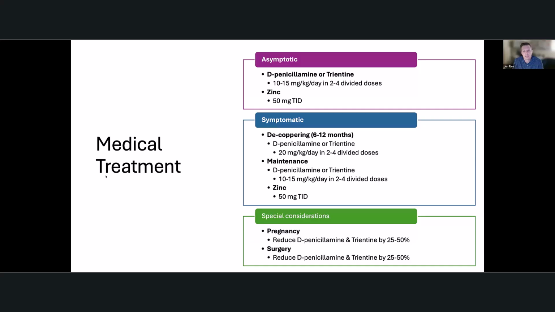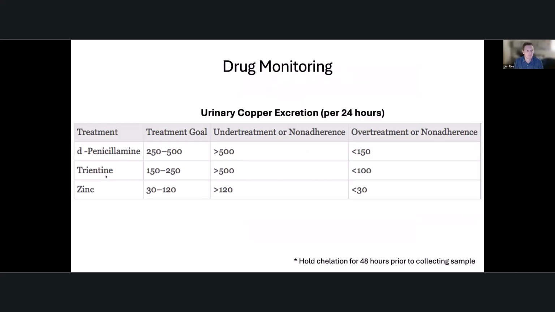And as I said, trientine tetrahydrochloride is a good option for patients who are decoppered and want an easier dosing regimen and shelf-stable medication. Some special considerations: in pregnancy, you should reduce D-penicillamine and trientine by 25 to 50%, as well as in surgery. And to know that these need to be timed around meals. Your pharmacist is really helpful in helping educate the patient on timing of all these. It can get really difficult with these 3 times a day medications and dosing sometimes.